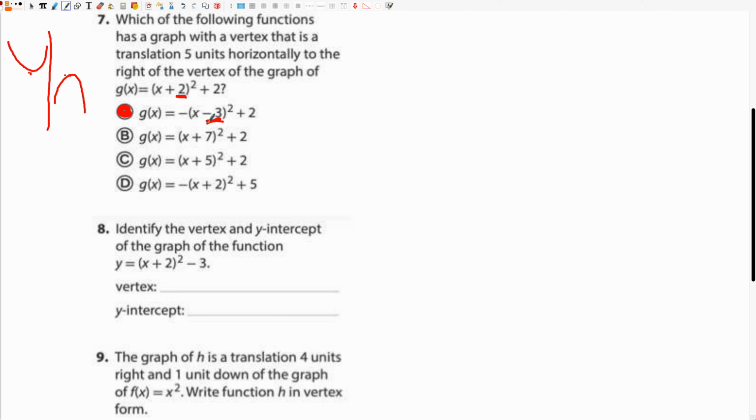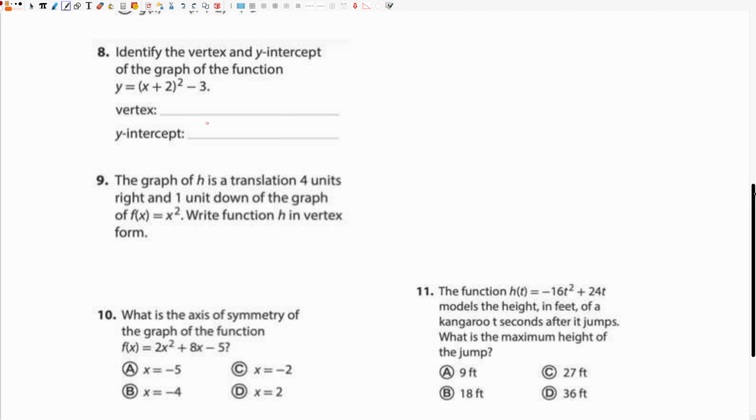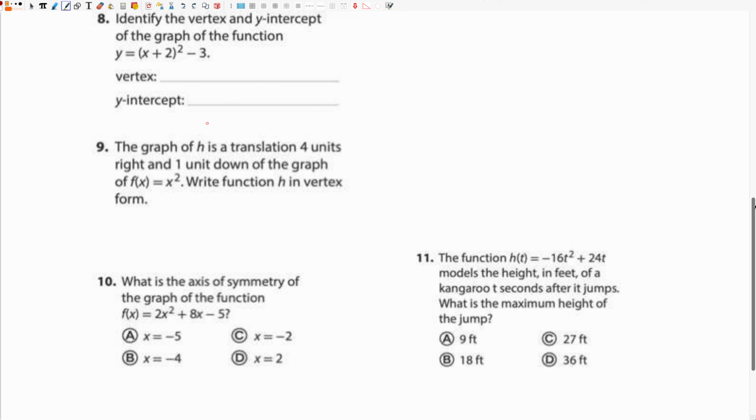Okay. So identify the vertex and the y-intercept on number 8. Vertex is easy on this one. What's the vertex? Negative 2, negative 3. But this form of the equation does not automatically show us the y-intercept, so how can I find the y-intercept? Put 0 in for x. There you go. All you gotta do is put 0 in for x.